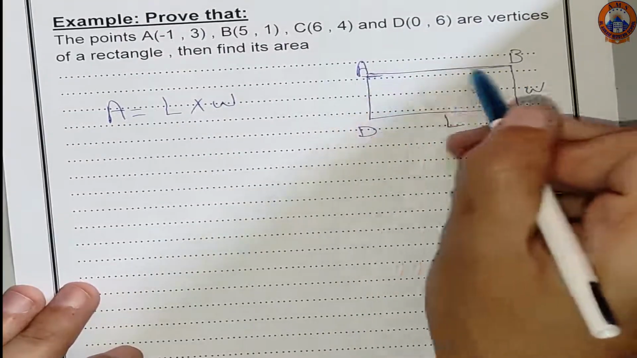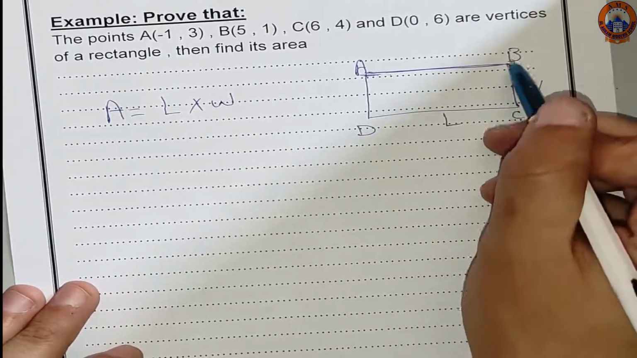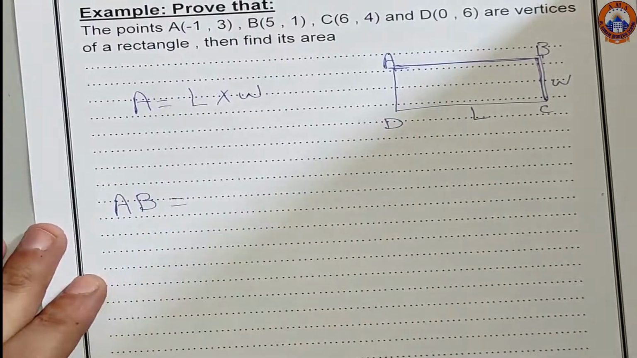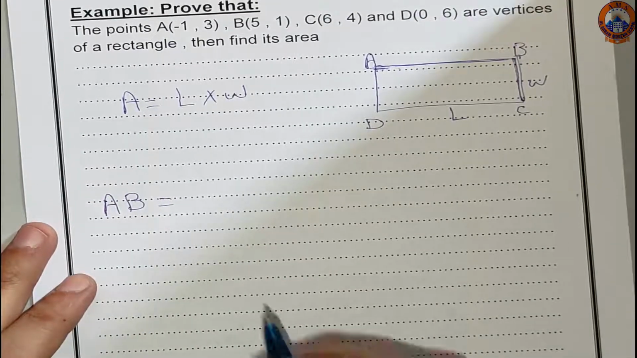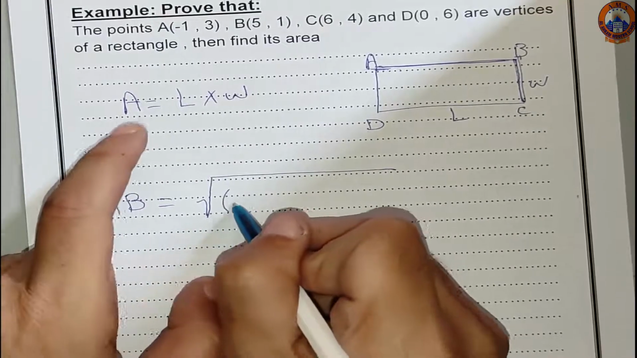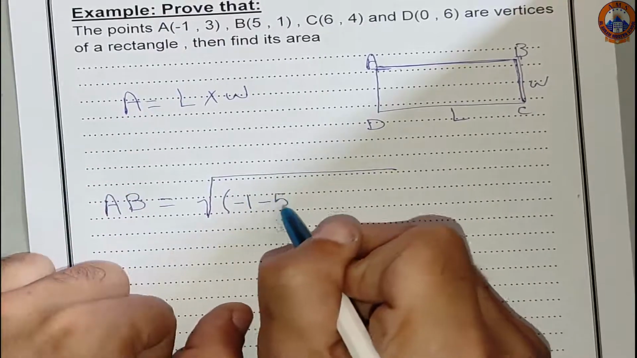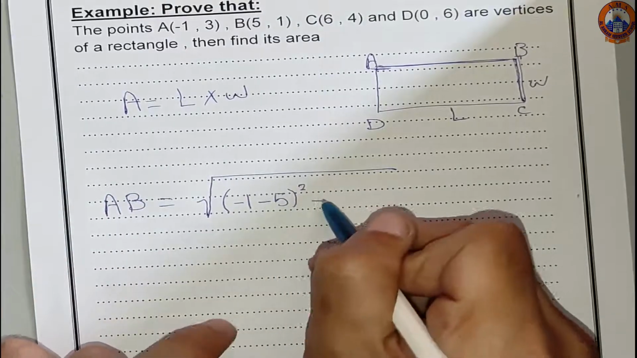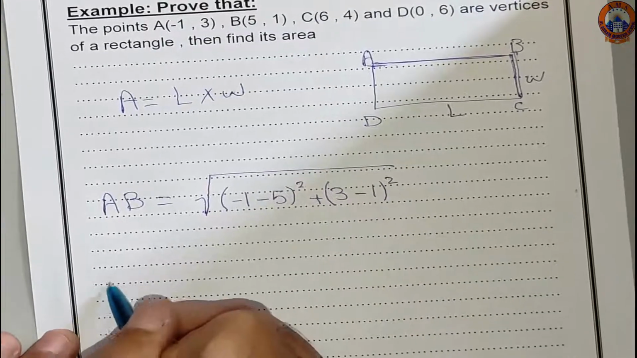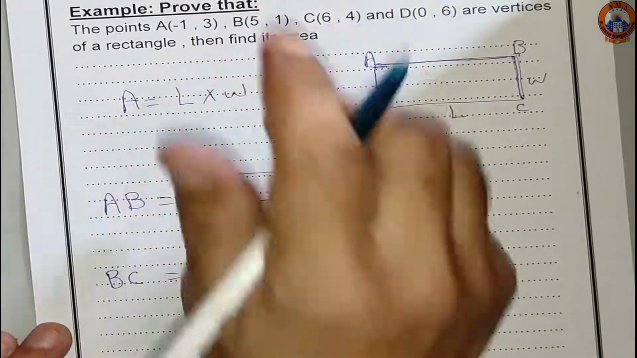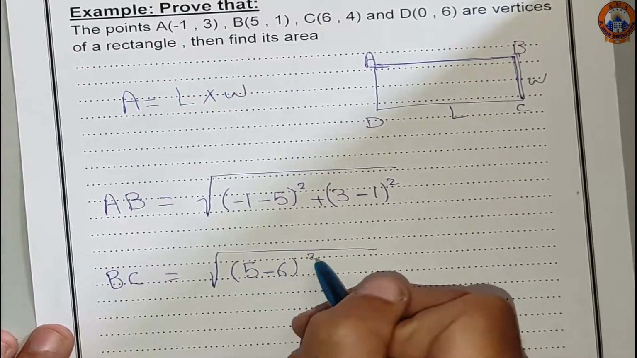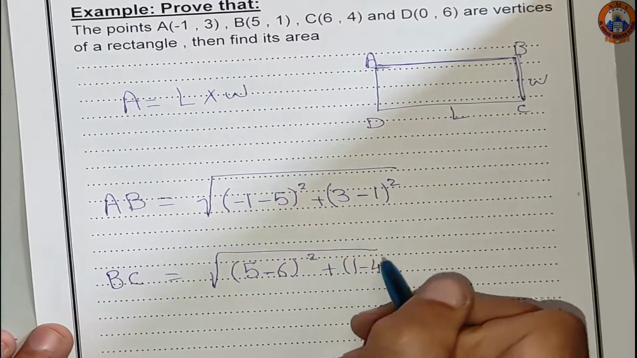So we have to find the distance AB, then find the distance BC. So let's first find AB, and this is a square root of (negative 1 minus 5) all squared plus (3 minus 1) all squared. And the distance BC between B and C is the square root of (5 minus 6) all squared plus (1 minus 4) all squared.